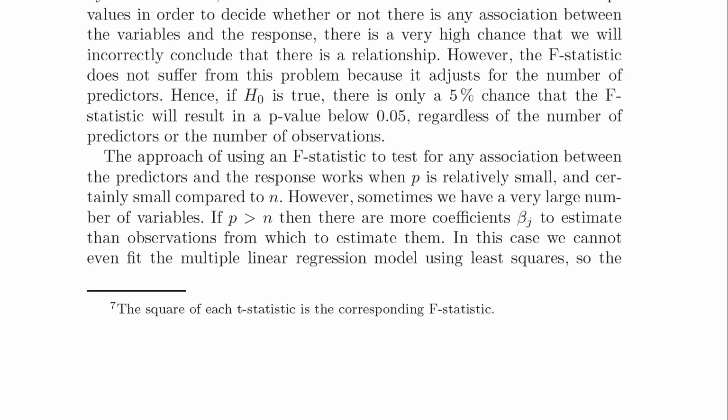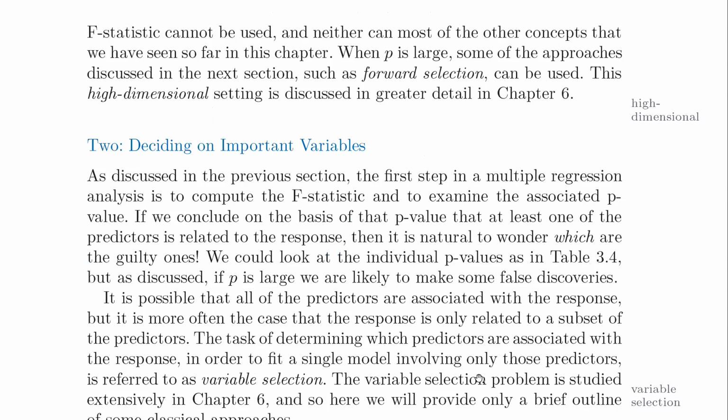However, sometimes we have a very large number of variables. This is very rare. If P is greater than N, then there are more coefficients beta j to estimate than observations from which to estimate them. In this case, we cannot even fit the multiple linear regression model using least squares, so the F-statistic cannot be used. And neither can most of the other concepts that we have seen so far in this chapter, right? Normally you would have many more observations than predictor variables.